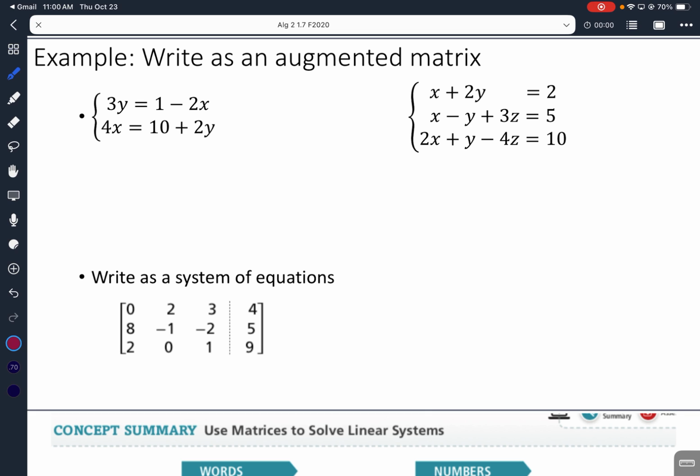So it looks like I'm going to add 2x over. So I have 2x plus 3y equals 1. Can you all see that?